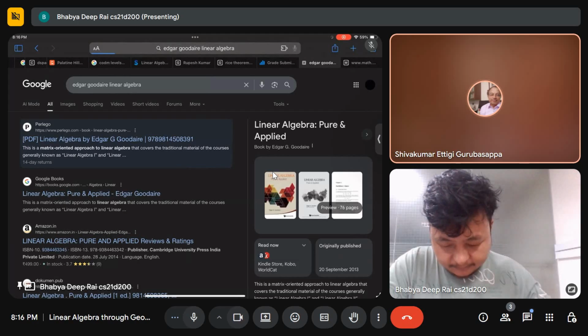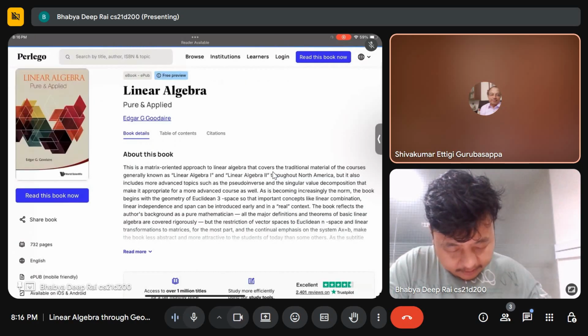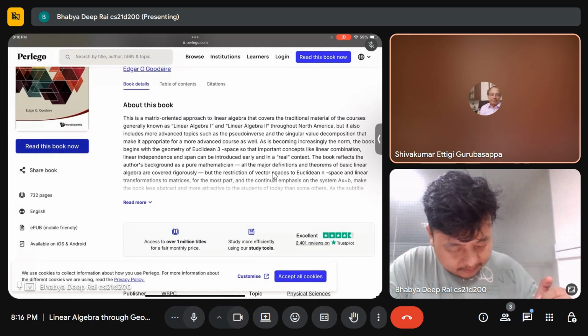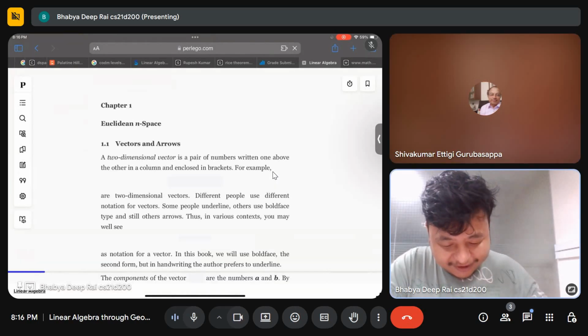The first chapter, Euclidean n-space, I have read, and it's quite understandable. I will read this book and appear for the exam. Oh, nice.